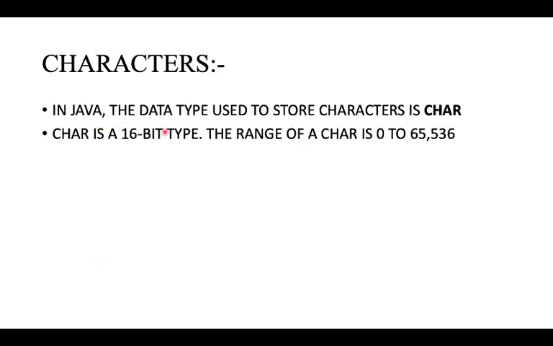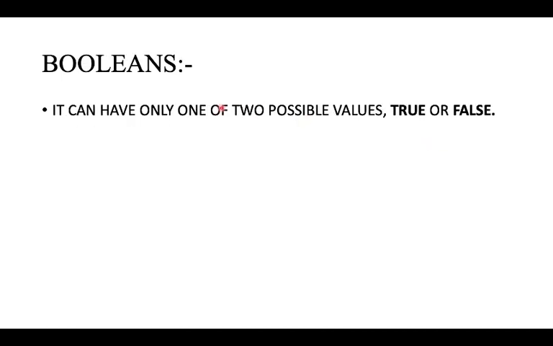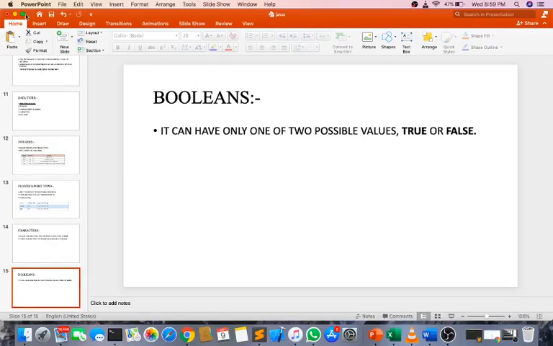Characters in Java: the data type used to store characters is char, using the char keyword. It stores characters. char is a 16-bit type. The range of char is 0 to 65,535. Then boolean. Boolean can have only one of two possible values, either true or false. True indicates the numerical value 1, false indicates the numerical value 0. Let's go with an example.